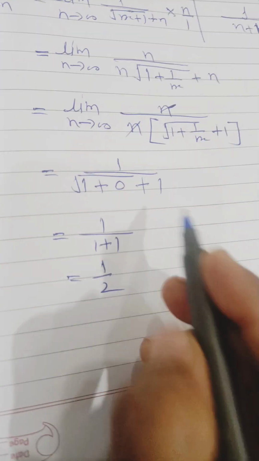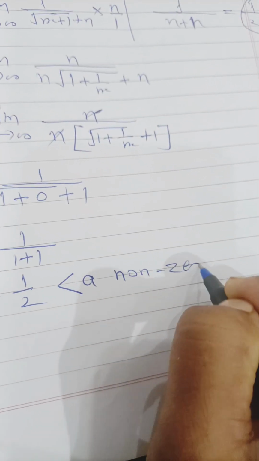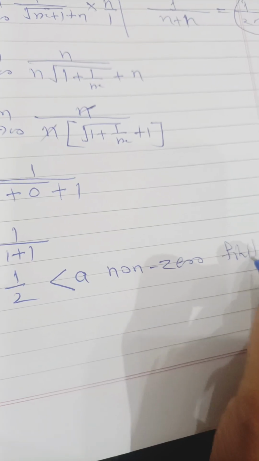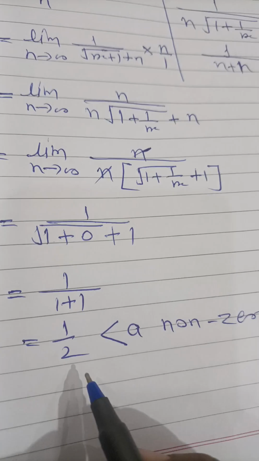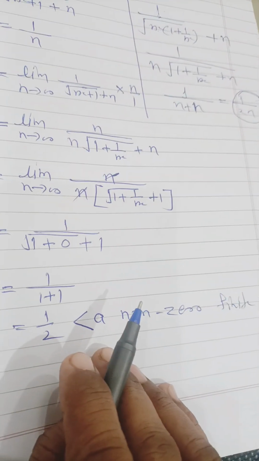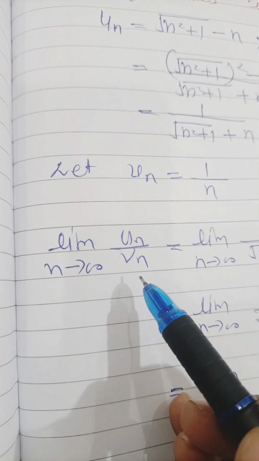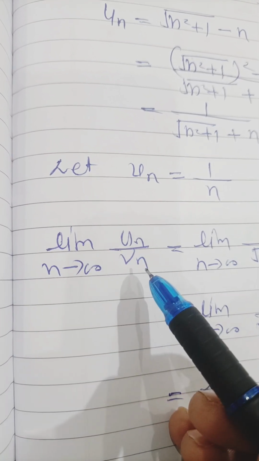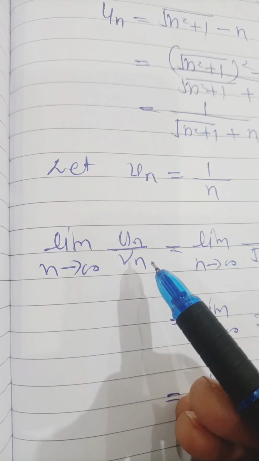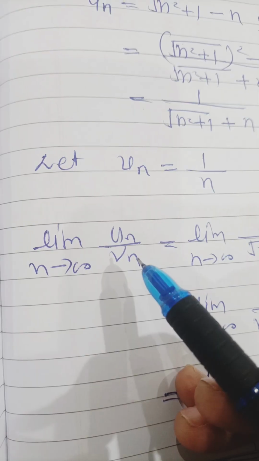So, by comparison test, this is a non-zero finite number. Now, as this is a non-zero finite number, we can apply here our comparison test. Now what does comparison test say? Both the series are convergent or divergent together. It means if one of them is convergent, then other will be automatically convergent. And if one of them is divergent, then the second one is also divergent.